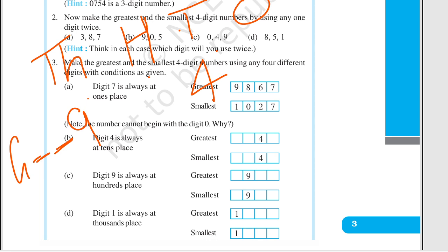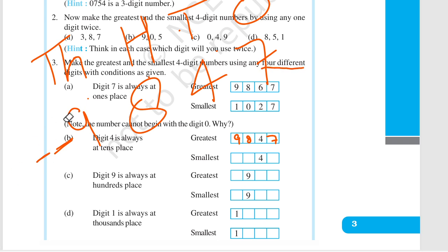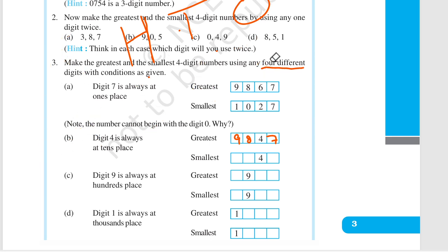Then the second largest digit, that is 8, and 4 will be there at the tens place. Then the third largest digit, that is 7. It means 9847 is the greatest number we can make by using the 4 different digits. It is very important to read the 4 different digits. We cannot repeat any numbers again. That is very important.